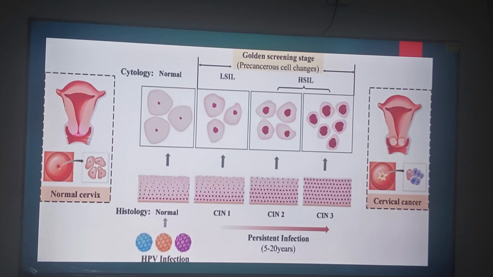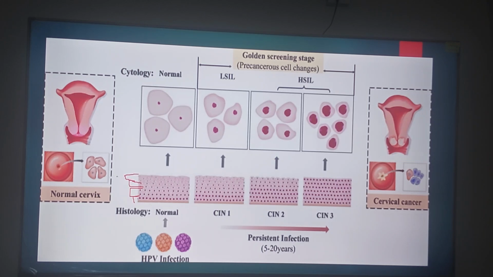The normal histology has four layers. This is the basal layer. This is the parabasal layer. This is the intermediate layer. This is the superficial layer.